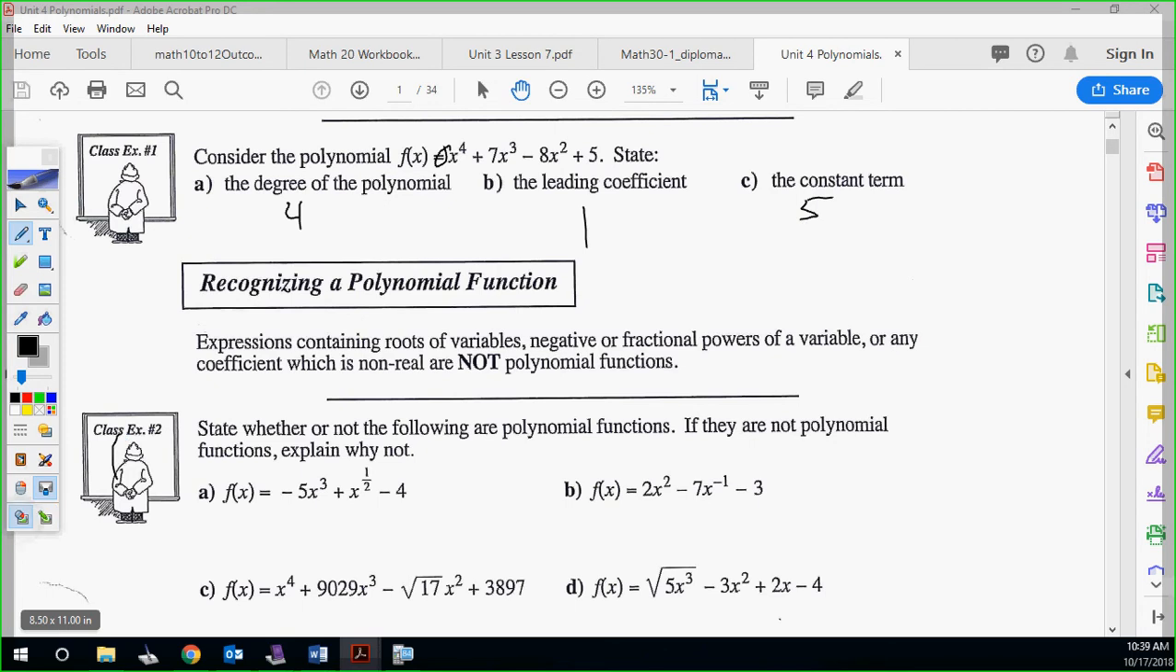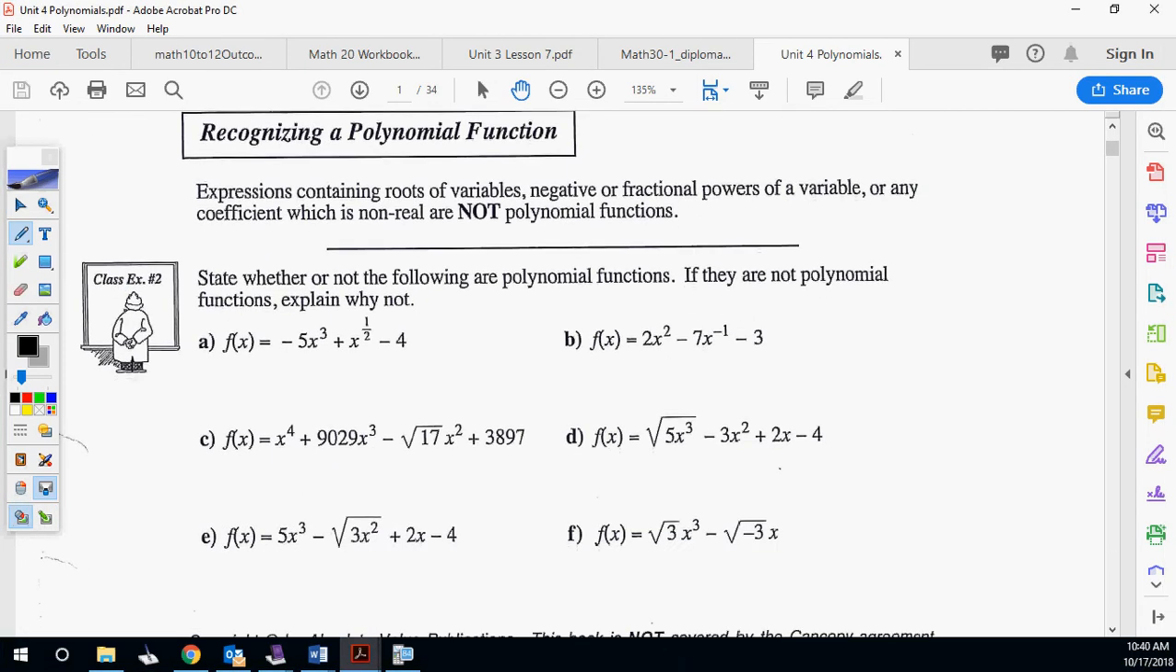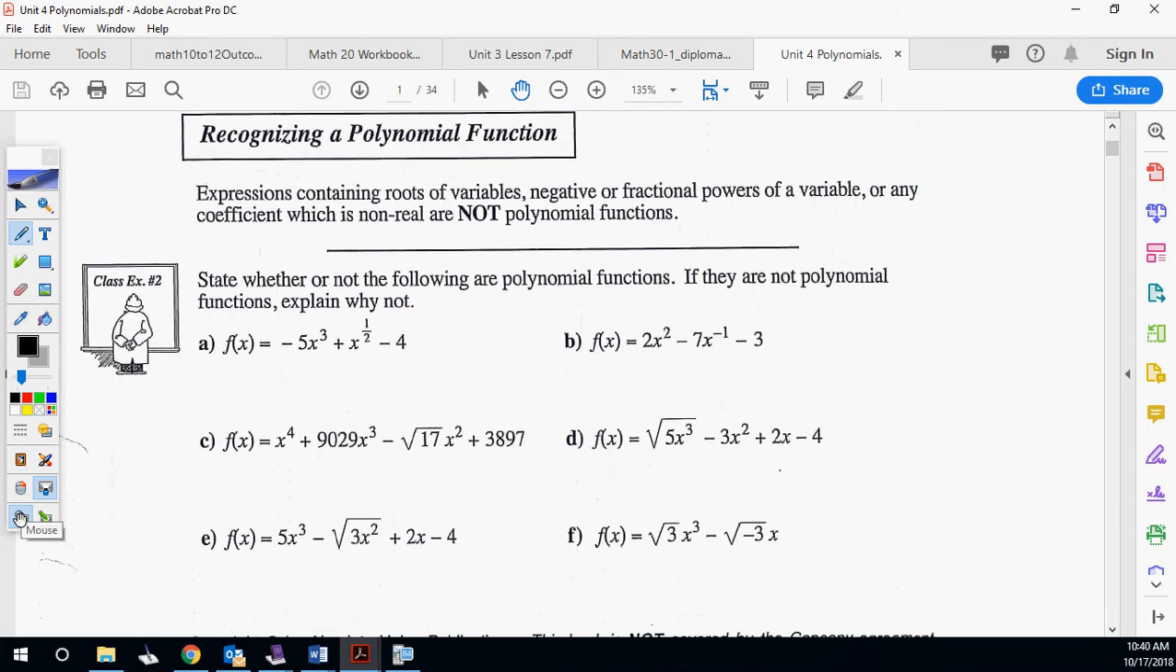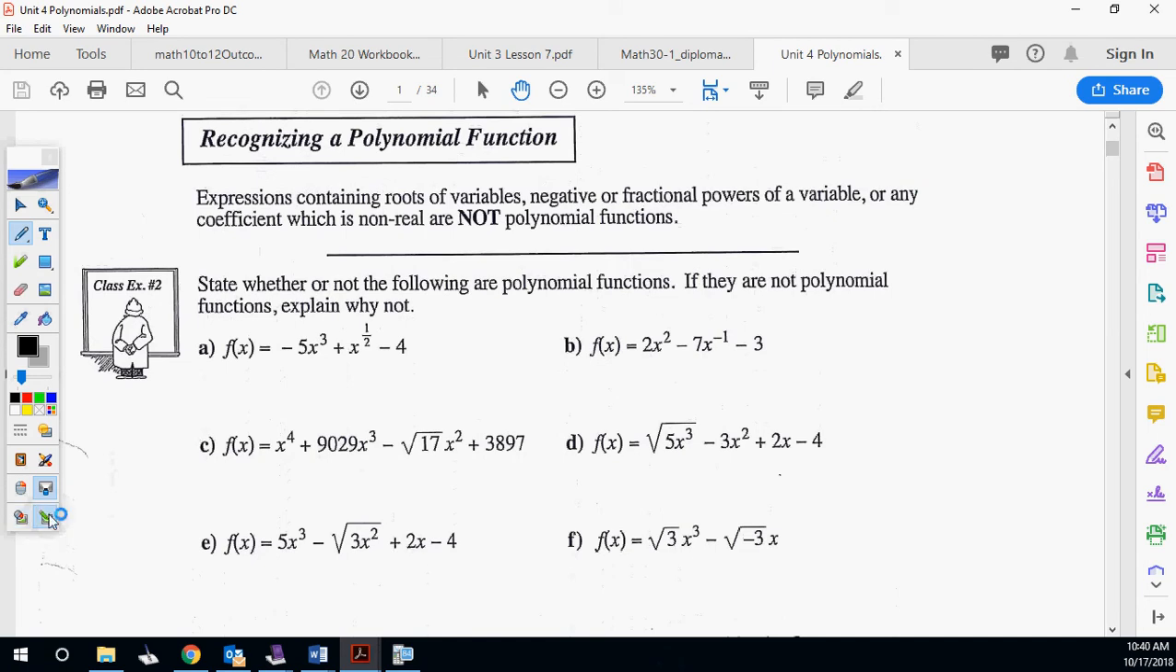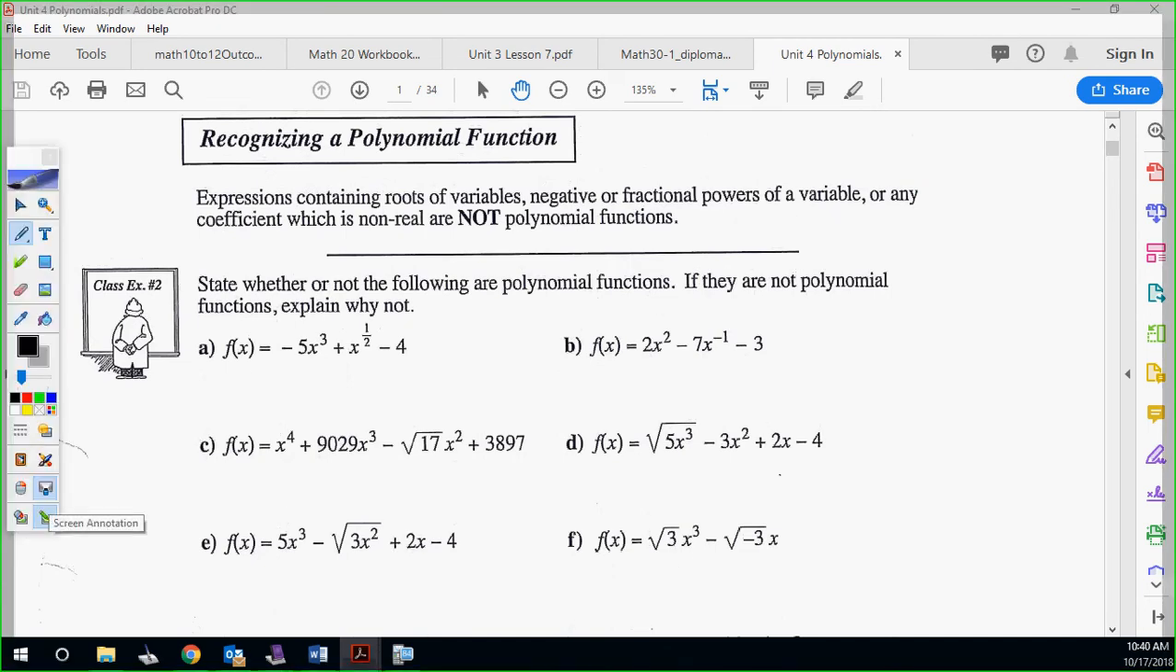So then coming down to example 2, we'll leave this at the top so we can refer to it. Perfect. All right, so state whether or not they are polynomial functions. If they are not polynomial functions, explain why not. So A. Okay, why is A no? Fractional exponent, good. So this right here, no, a fractional exponent.